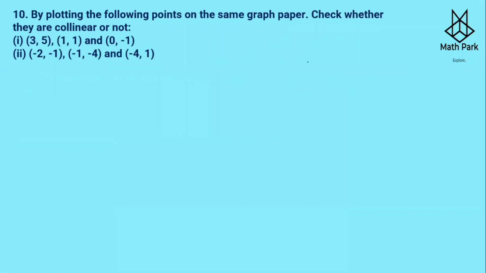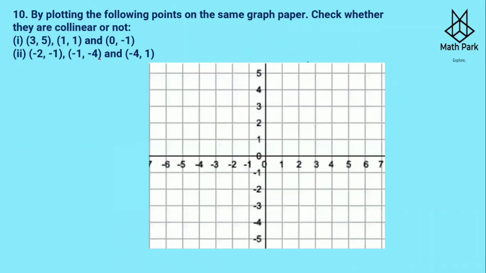Moving to question number 10. By plotting the following points on the same graph paper, check whether they are collinear or not. So let us plot the first one. Let us name the points A, B, and C. A is (3, 5). This is your A (3, 5). And then B (1, 1), this is your B, and C (0, -1). This is your point C (0, -1).